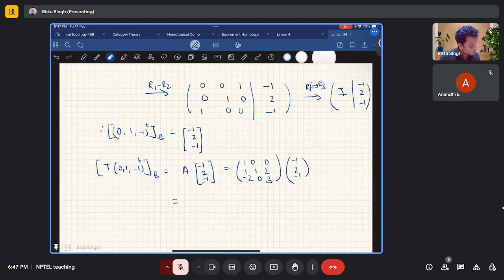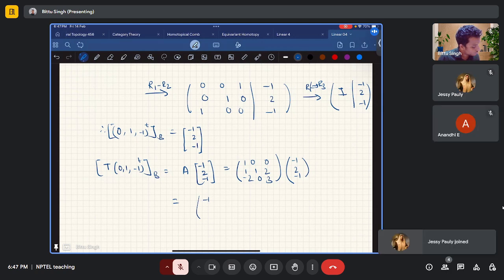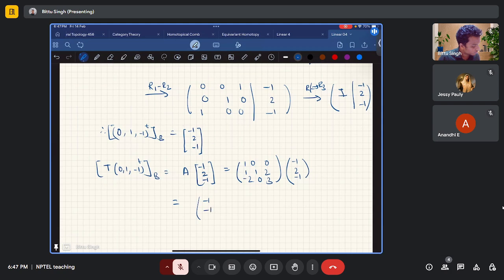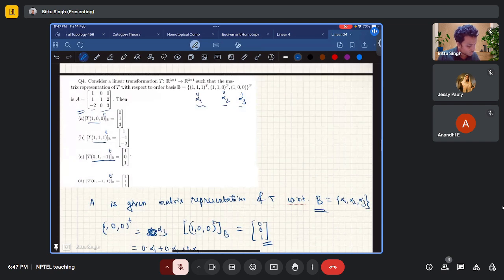So if we multiply, what we are getting is 1, 0, 0, so minus 1, then minus 1 plus 2, which is plus 1, and minus 2, minus 1, then plus 2, 0, and minus 3, which is minus 1. So this should be the coordinate minus 1, minus 1, minus 1. So this is not equal to minus 1, minus 1, minus 1. So this is wrong actually.